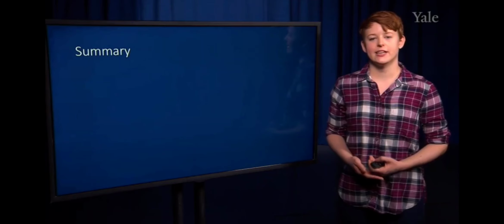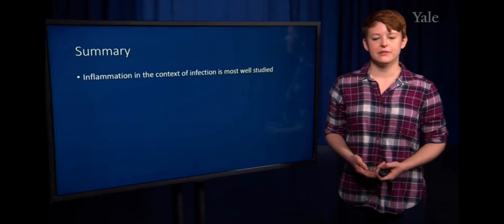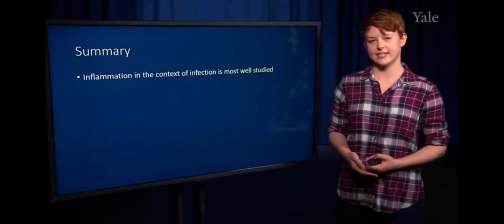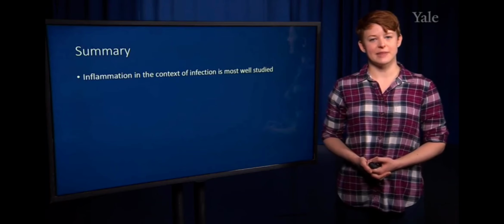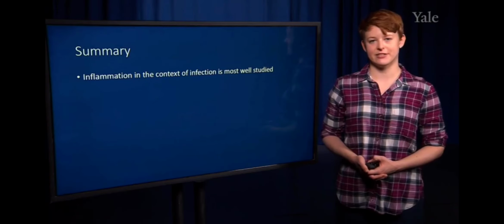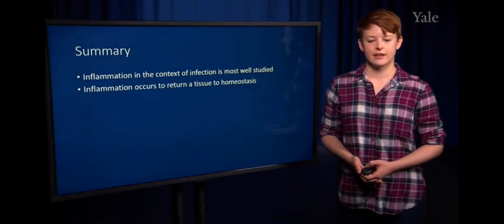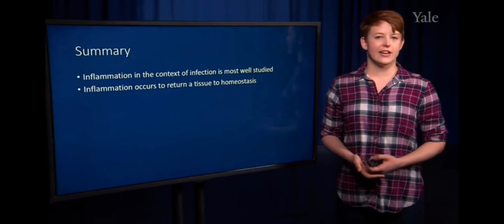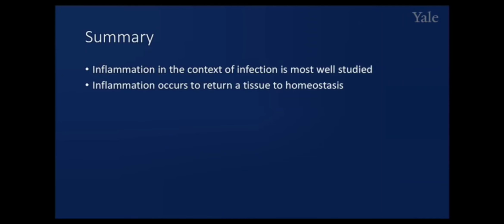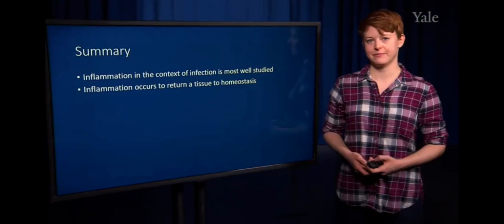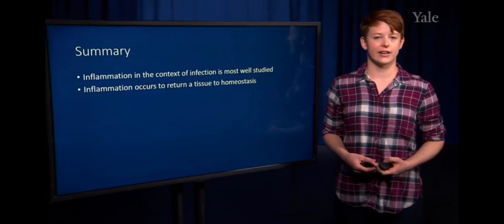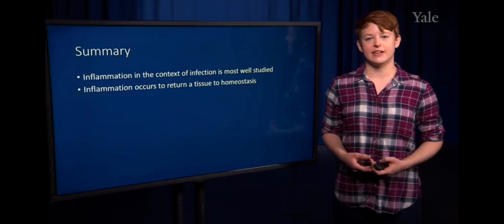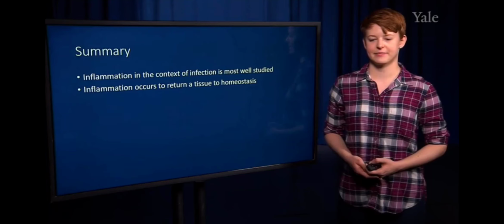So in summary, to tie some of this all together, we've seen that inflammation in the context of infection is the most well-studied example. And you guys talked about this in more detail with Chapter 3 in the innate immune system. But inflammation really occurs to return a tissue to homeostasis. So it's not necessarily solely a response against an infectious agent. Instead, it helps return the tissue, whether it's been damaged or is under stress, to that original healthy homeostatic state.